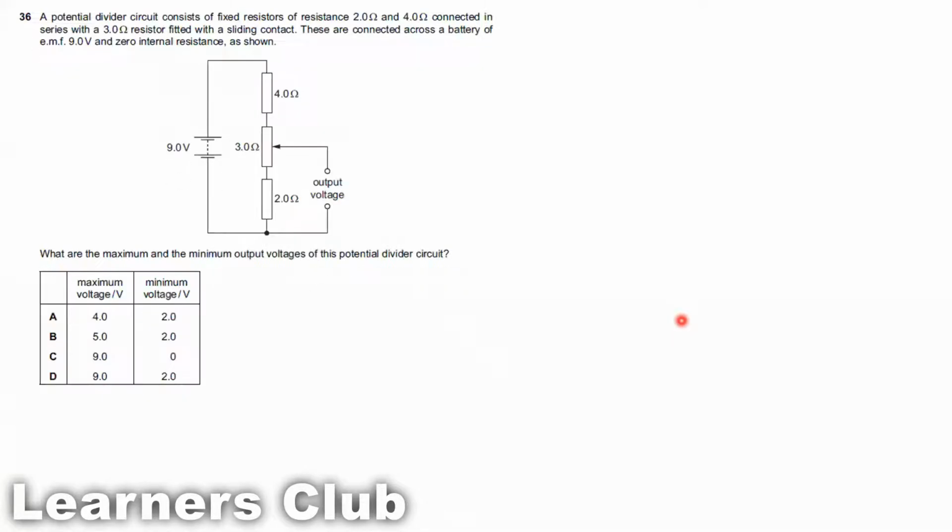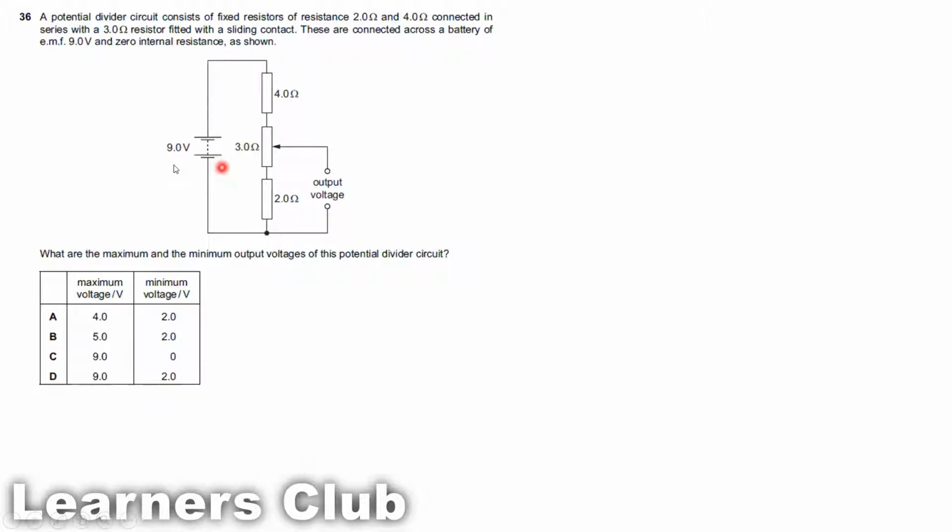Question 36. A potential divider circuit consists of fixed resistors of resistance 2 ohm and 4 ohm connected in series with a 3 ohm resistor fitted with a sliding contact. So the question says that there is a 4 ohm resistor and a 2 ohm resistor fixed along with a 3 ohm resistor which has a sliding contact. These are connected across a battery of EMF 9 volt.